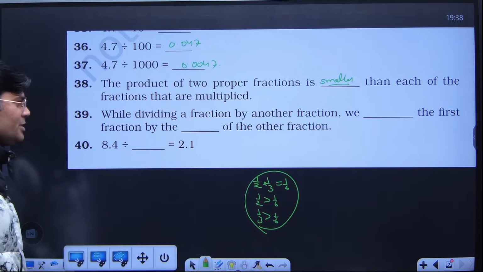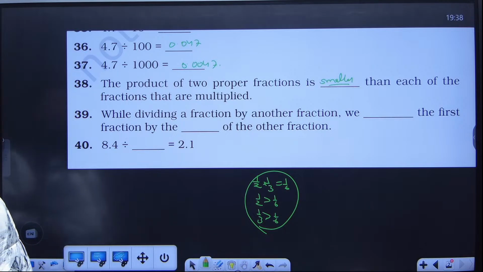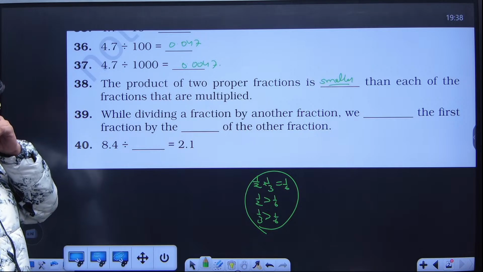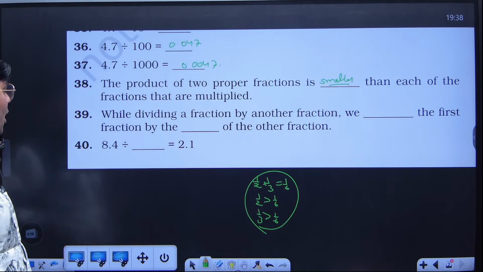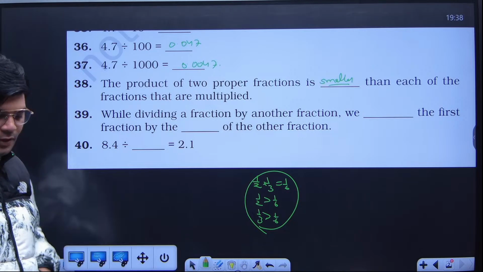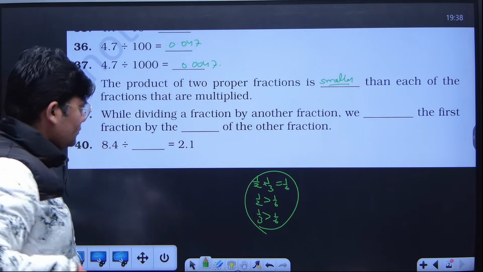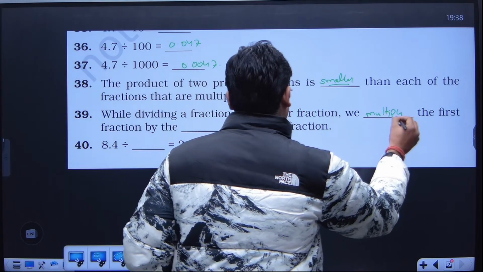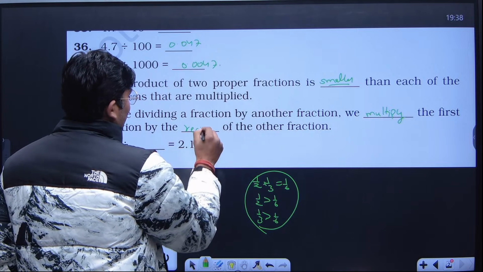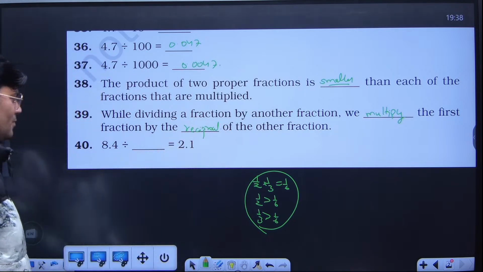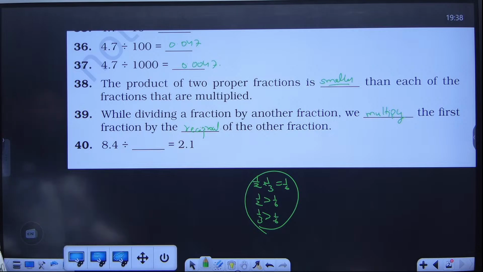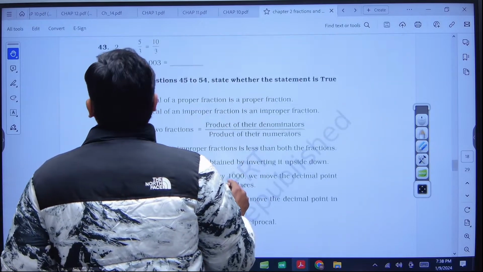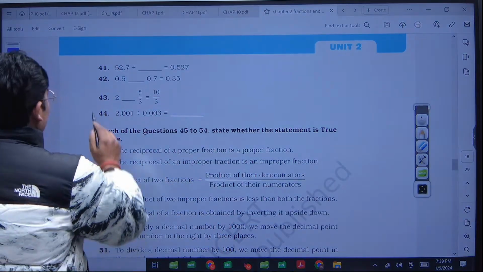While dividing a fraction by another fraction, we dash the first fraction by the dash of the other fraction. We multiply the first fraction by the reciprocal of the other fraction. Very good. Next. Smarter girl. Okay, let's take some more questions now.